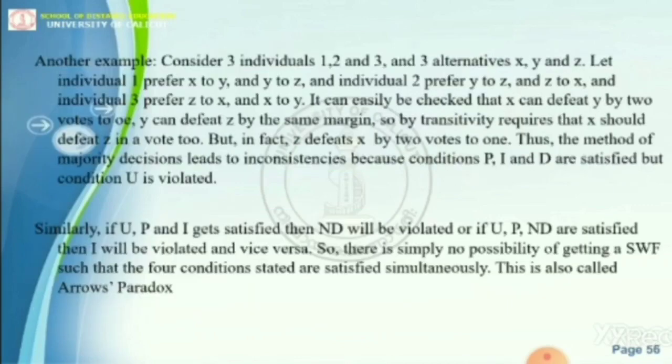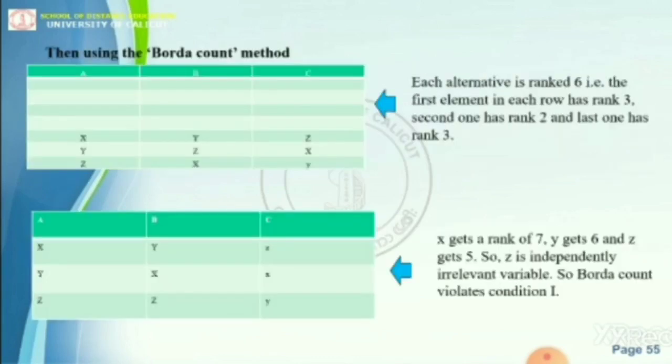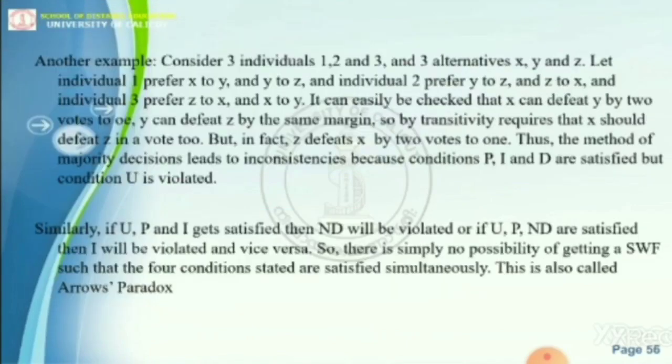So another example: consider three individuals 1, 2 and 3 and three alternatives X, Y and Z. Let individual 1 prefer X to Y and Y to Z, and individual 2 prefer Y to Z and Z to X. That is the same situation we saw earlier, that is X to Y and Y to Z, here Y to Z and Z to X. And individual 3 prefers Z to X and X to Y.